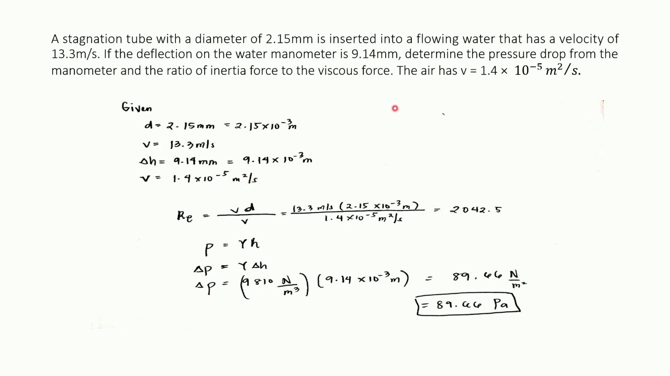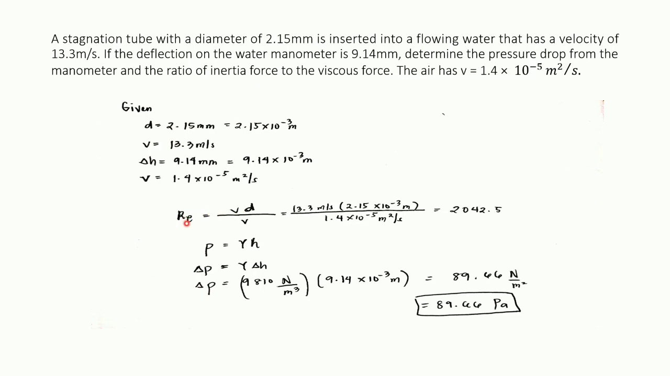So what we are going to determine here is actually the pressure drop and the ratio of inertia force to the viscous force. This ratio of inertia force to the viscous force is actually the Reynolds number. So we are going to solve first for the ratio of inertia force to the viscous force.